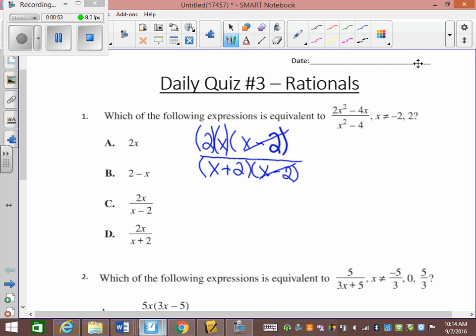This is an x plus 2. It's attached. The only way it's going anywhere is if I have an x plus 2 on top, which I do not have in the numerator. So it's staying. So I'm left with 2x over x plus 2, which is 1 mark. Every question got 1, so the whole thing will be on.